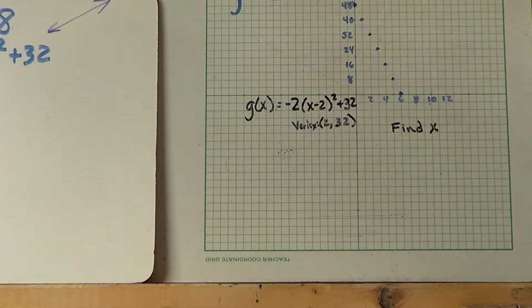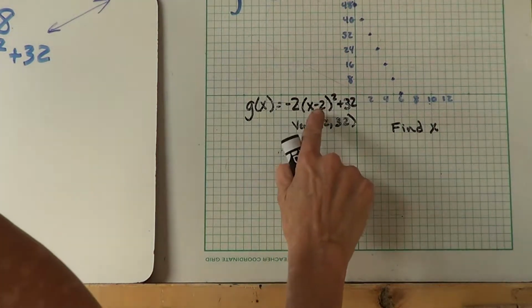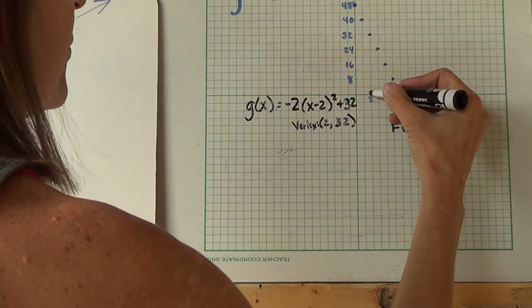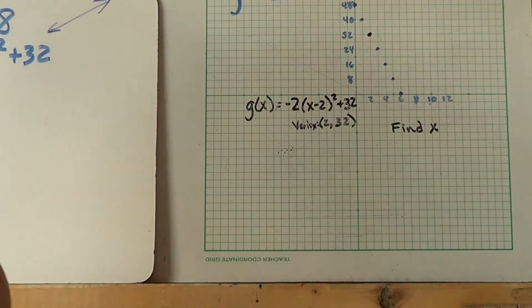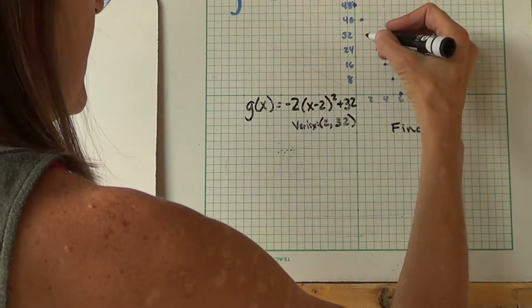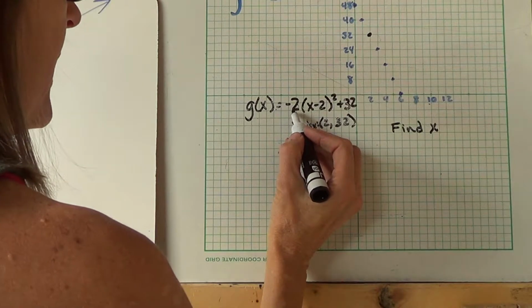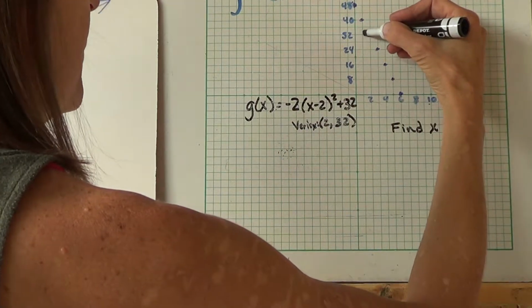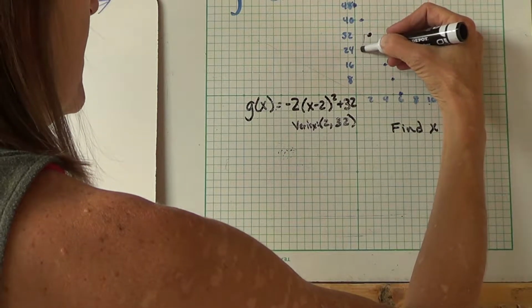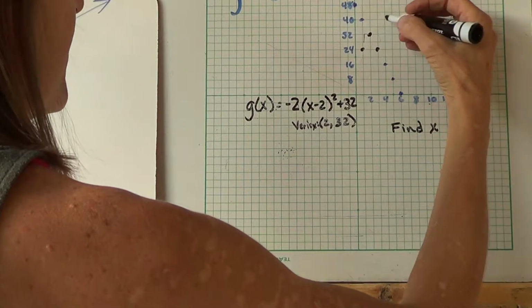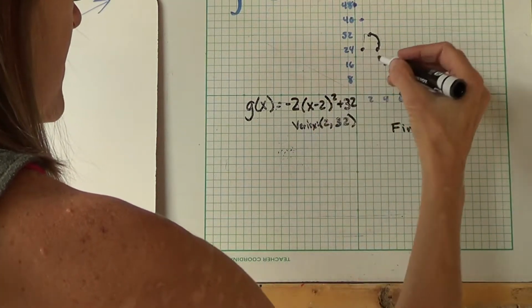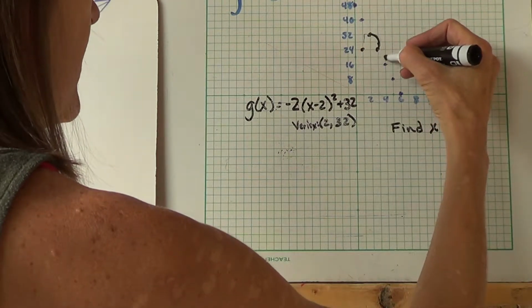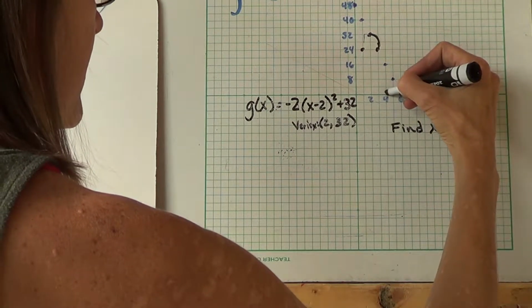Now, my g of x, it's in vertex form. So I go over to my vertex at 2, 32. And it looks like they're going to intersect right there. And now I need to stretch it by a factor of 2. So instead of going over 1, down 1, I would go over 1, down 2. And there's where it's going to intersect there. Now I would go over 2, and instead of going down 4, it's going to go down 8.